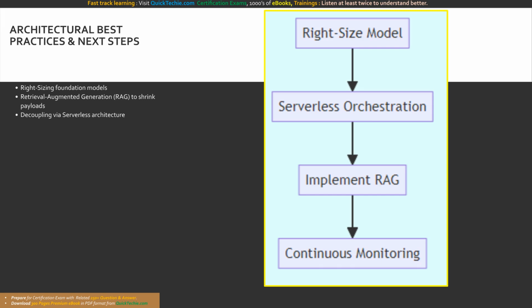Follow this ultimate checklist to guarantee financial success. Right-size your model, orchestrate via serverless, shrink payloads via strict RAG, and govern everything with continuous monitoring frameworks.